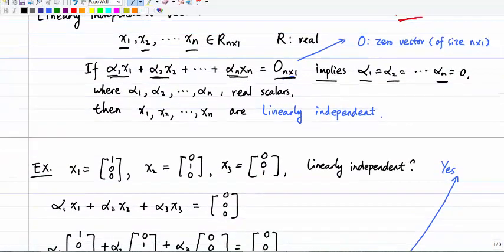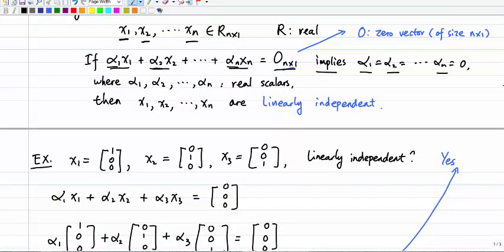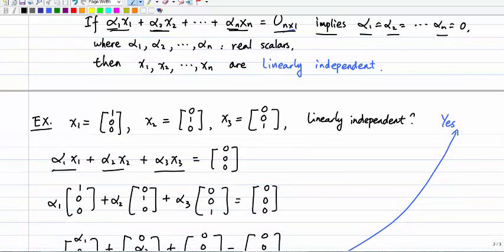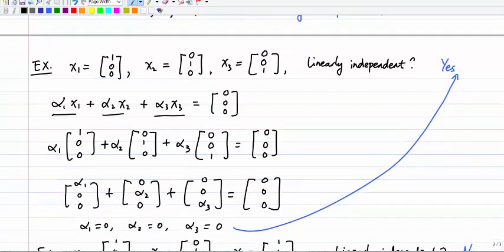Let me give you an example of what we mean by linear independence. Let's say I have vectors x1 which is 1 0 0, x2 which is 0 1 0, x3 which is 0 0 1. So are they linearly independent? To check linear independence, we have to compute alpha 1 x1 plus alpha 2 x2 plus alpha 3 x3, and we set it to be 0 0 0. You want to calculate what are the solutions to this equation. What kind of solution can we find? Does that mean all these alpha 1, alpha 2, alpha 3 equal 0? Okay, let's find out.